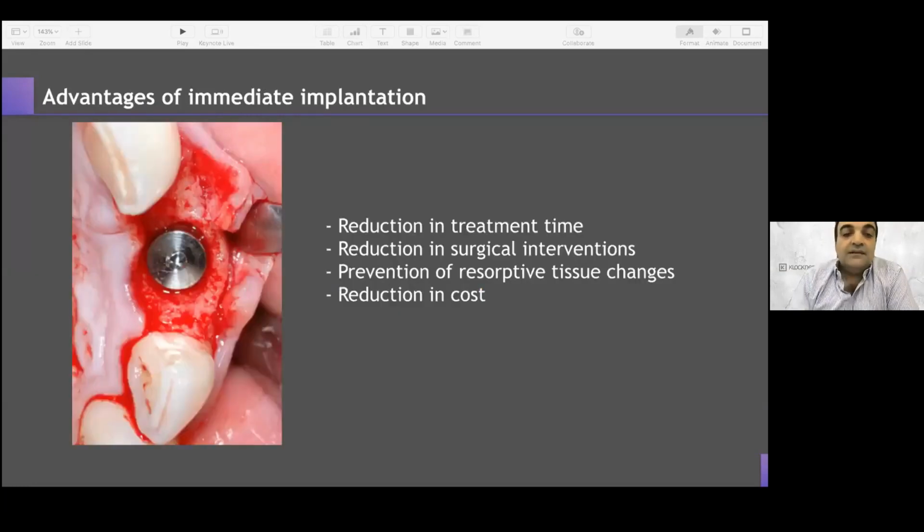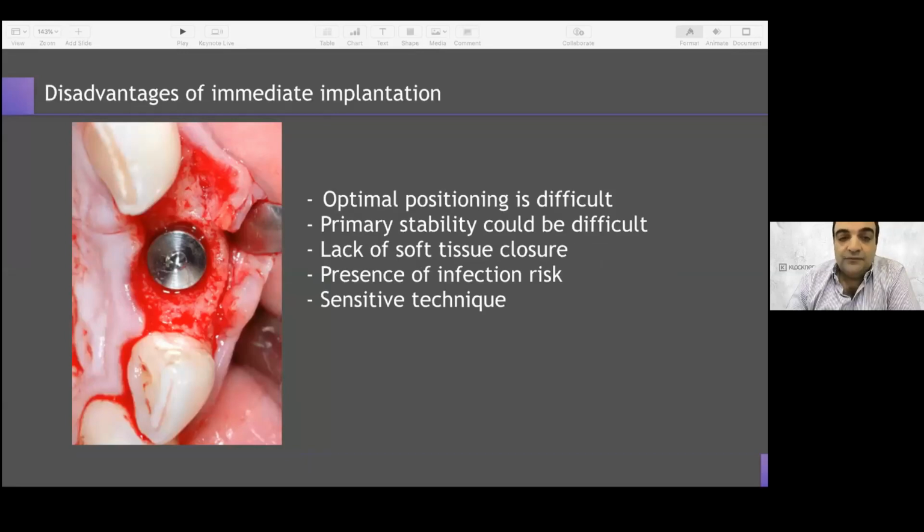What are the advantages of immediate implantation? First of all, we have reduction in treatment time, we have reduction in surgical intervention, and we have reduction in cost. This is what I told you. For the patient, it's less surgery, less time, and less money. And we have prevention of resorptive tissue changes, especially when we are doing immediately the temporary crown.